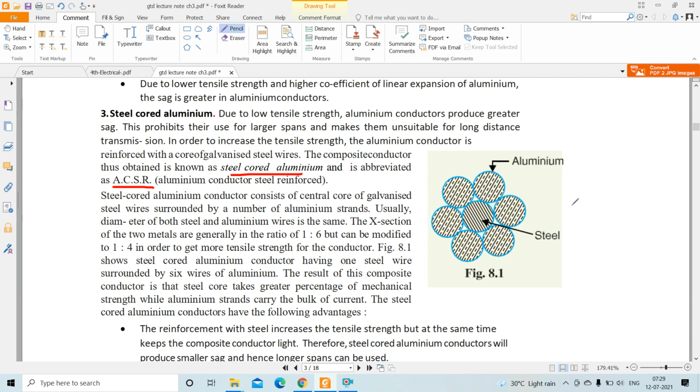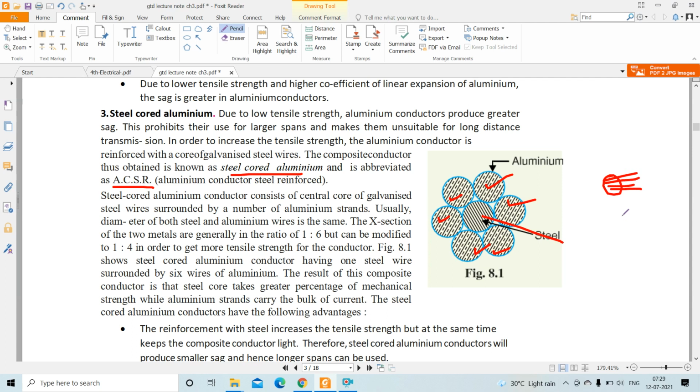So steel cored aluminum conductor consists of one central core of galvanized steel wire, surrounded by a number of aluminum strands. So it is like this, one conductor is like a bundled conductor. This total forms one conductor.